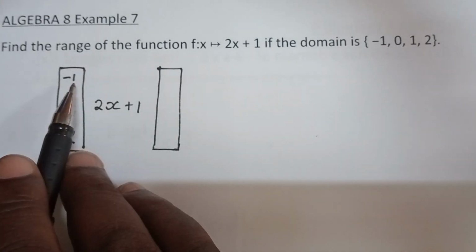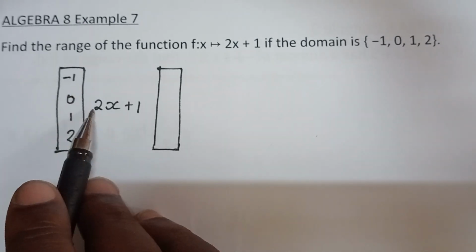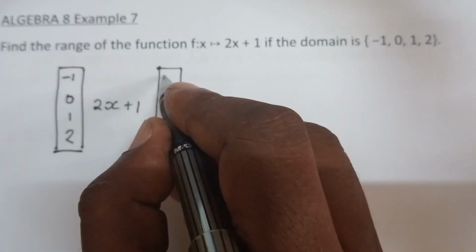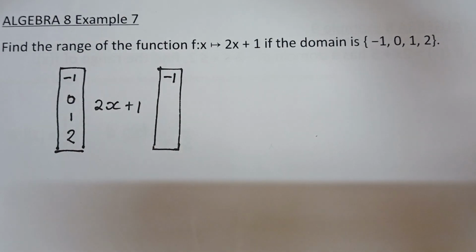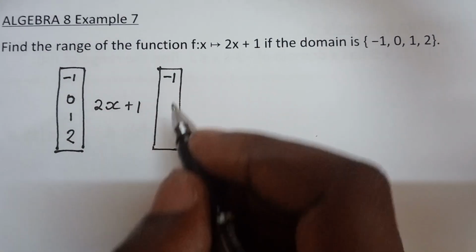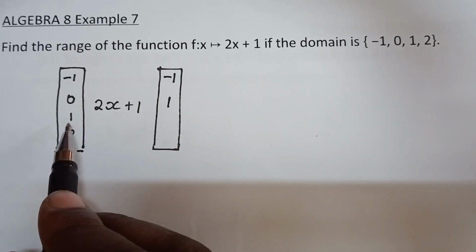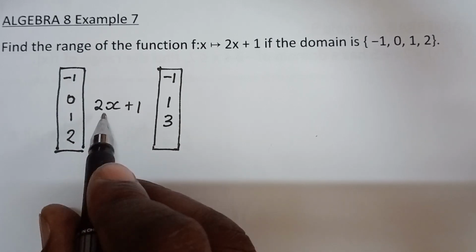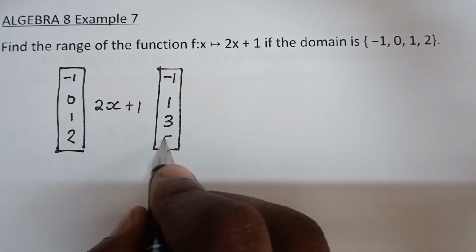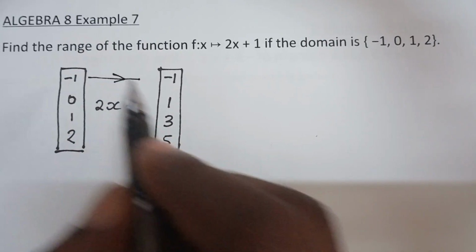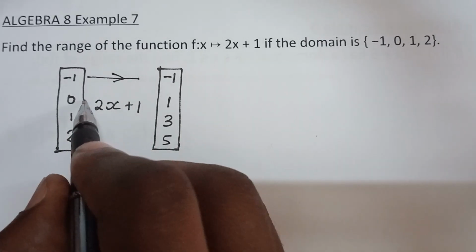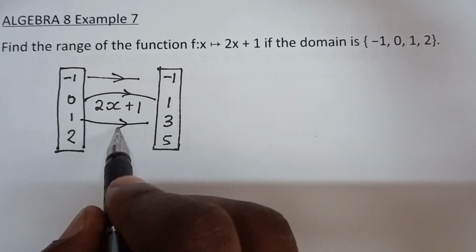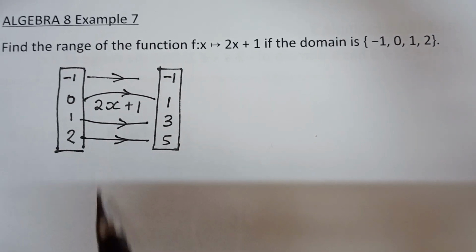So when -1 is the first input, 2 times -1 is -2. -2 plus 1 is -1. What about 0? 0 times 2 is 0, plus 1 is 1. What about 1? 1 times 2 is 2, plus 1, we have a 3. What about 2? 2 times 2 is 4, 4 plus 1 is a 5. So it is very clear that -1 maps to -1, 0 matches with 1, 1 matches with 3, and 2 matches with 5.